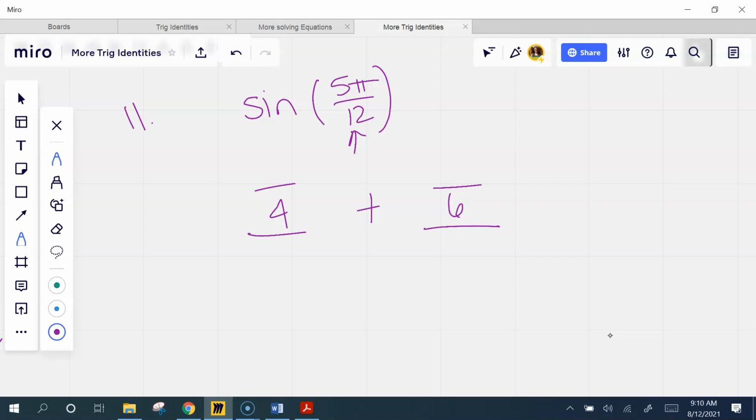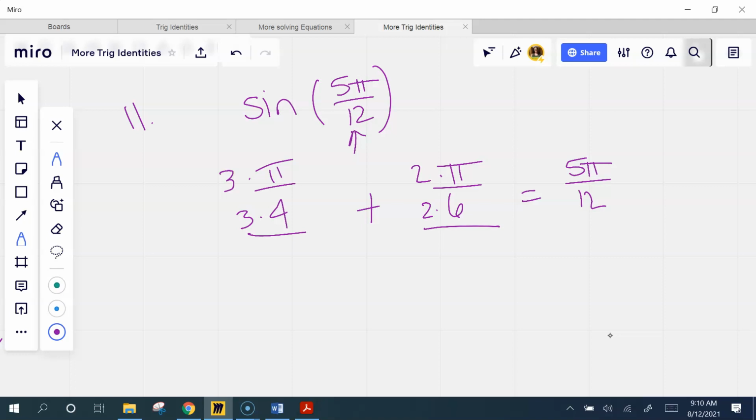So what if I add pi over 6 plus pi over 4? They have a common denominator of 12, yes? I need to multiply this one by 3 and this one by 2. Does that equal 5 pi over 12 together? That to me was the toughest part of this problem.